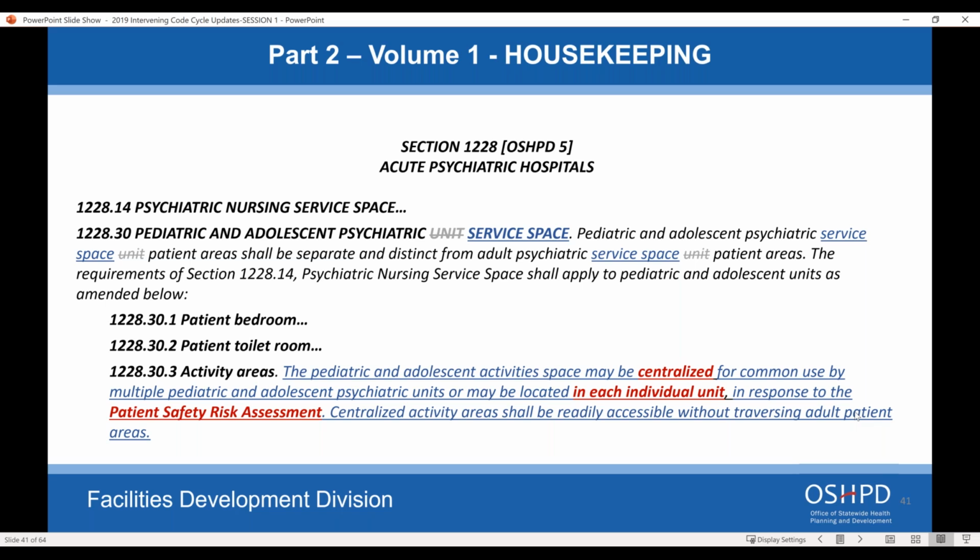The patient risk assessment, safety risk assessment that you do as part of the functional program will identify the different risks and if they can be shared. This is a scheduling thing and not a building code thing, but we can provide areas for activity that can be shared between the different populations, but not at the same time. And they cannot traverse any adult patient populations when they're traveling.